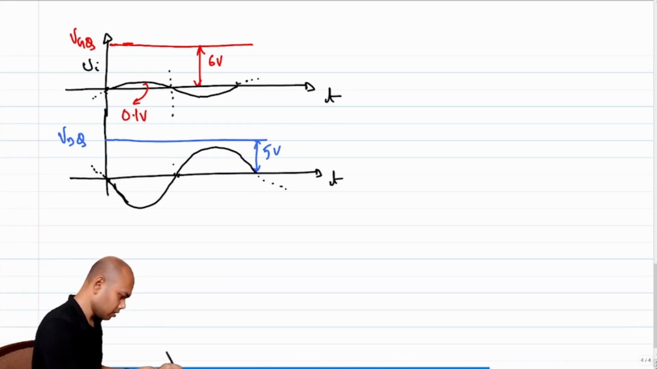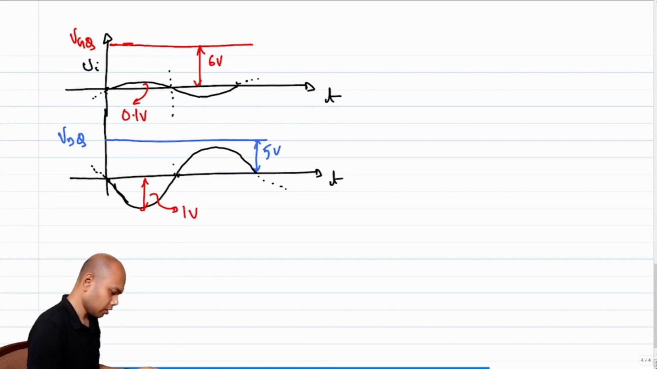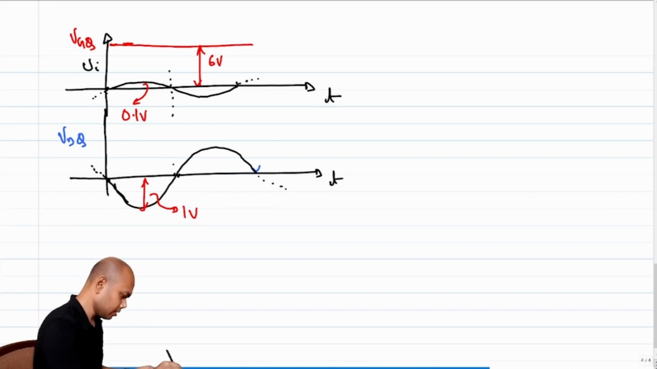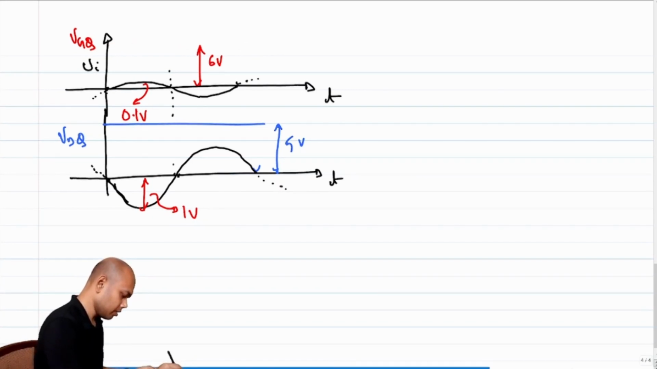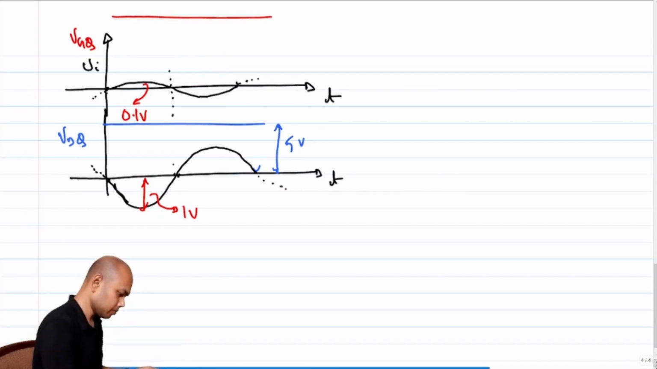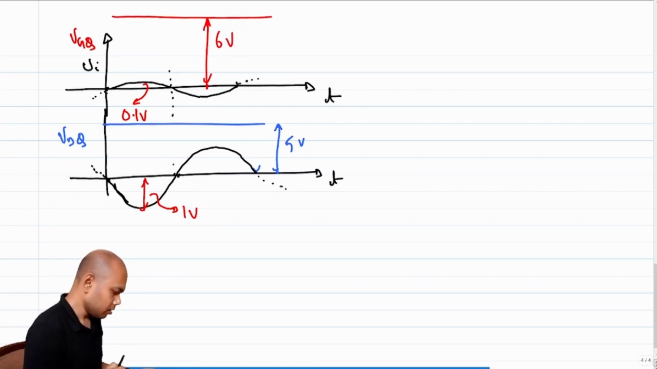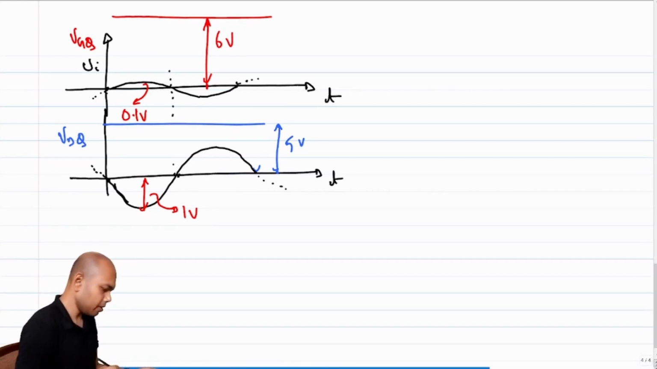So what will this be? This will be 1 volt. So clearly this cannot be 5 volt. The way I have sketched it, I probably will have to bring it a bit up. This is 5 volt. Let me bring this further up. Let's call this 6 volt. Okay. So now do you see a problem?